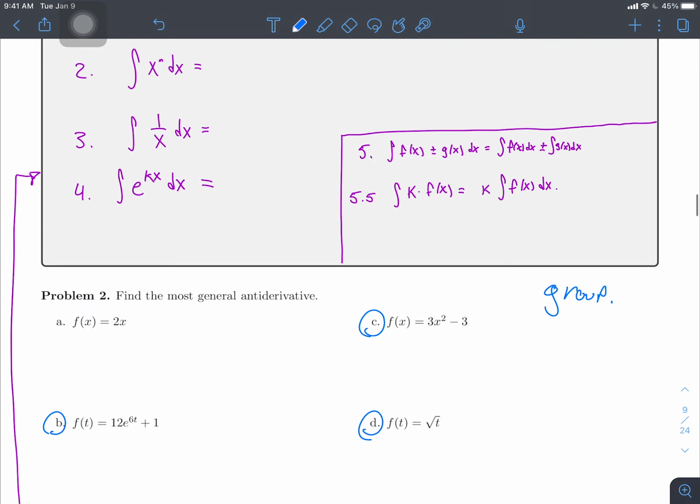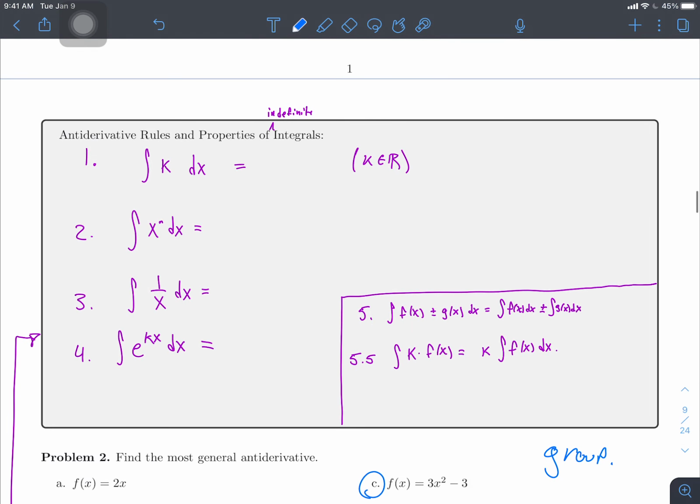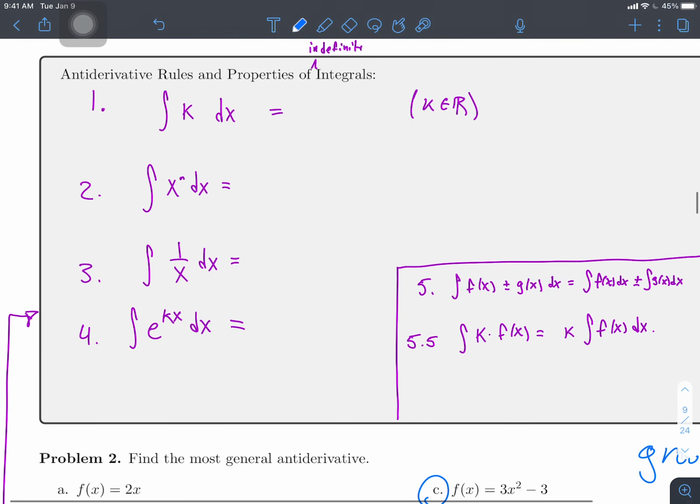Okay, so let's see how this works in reality. We're going to learn 4 antiderivative rules. So these are going to be the functions which you are responsible to know how to find the antiderivative of. Okay, so the first one is easy. It's just a constant. Well, I need to think of a function whose derivative is a constant. What function am I thinking of?